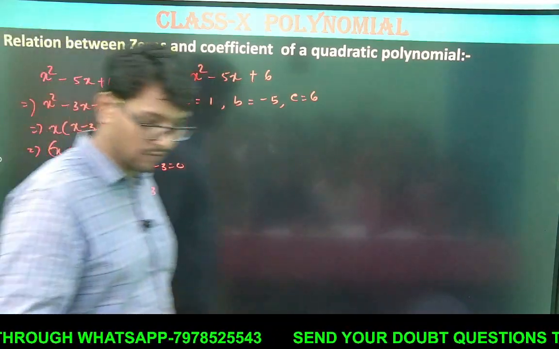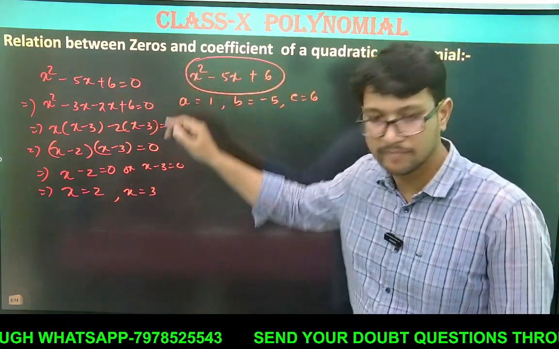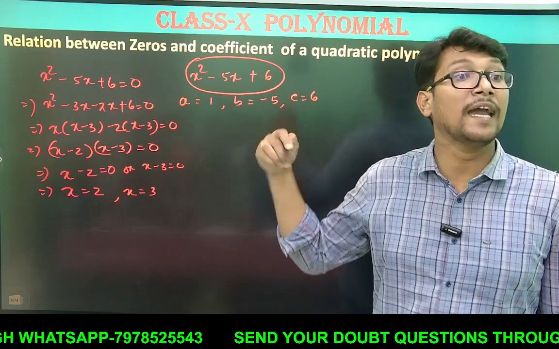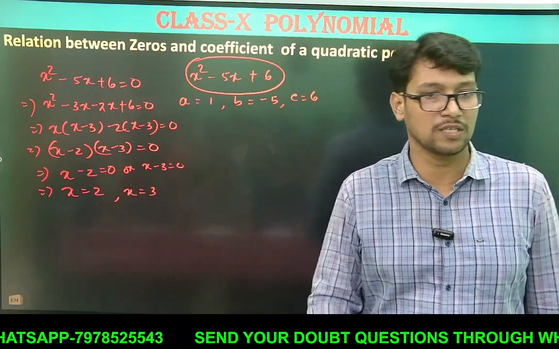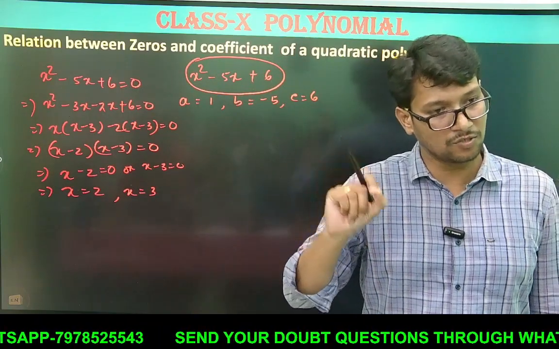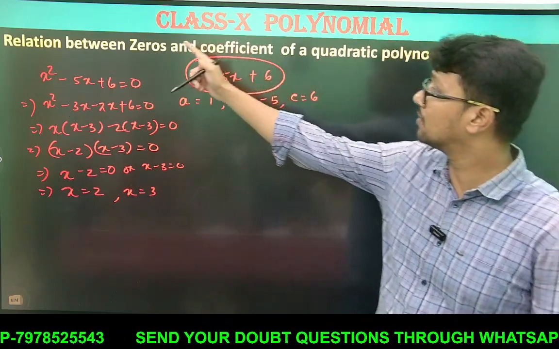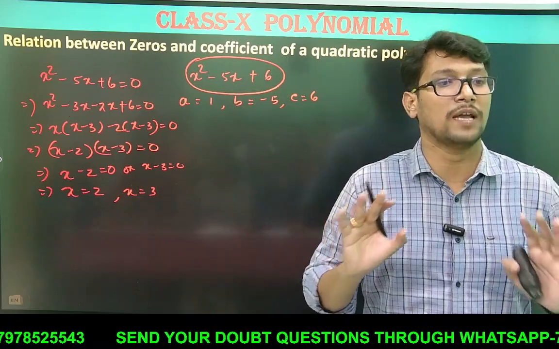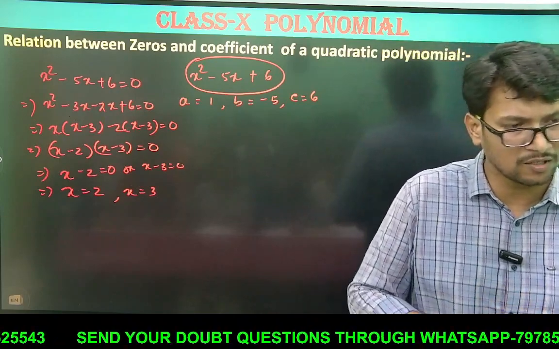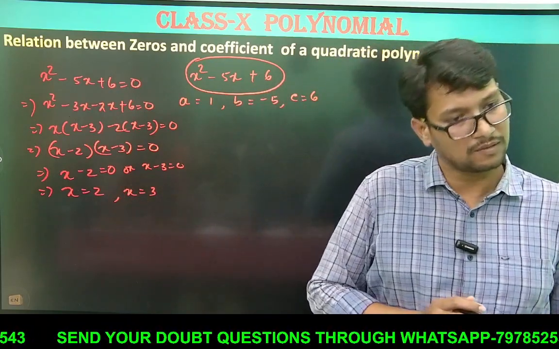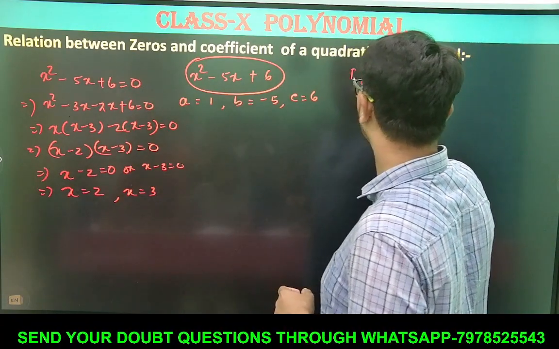So the question will be: p of x is a polynomial, find the zeros of this polynomial and verify the relationship between zeros and coefficient. I'm solving now. In the solution, first you have to find the zeros. We have got this as alpha and this as beta. We will verify the relations.